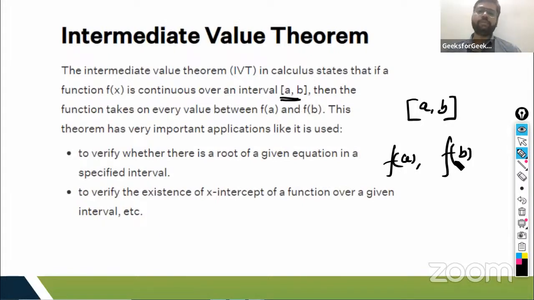It has two applications: to verify whether the root of the given equation is in the specified interval, and to verify the existence of an intercept of the function.